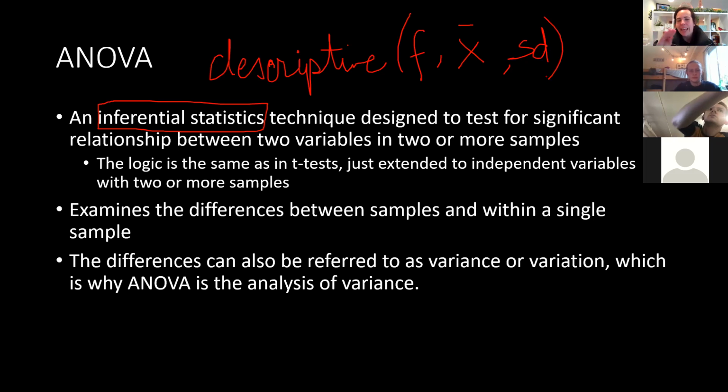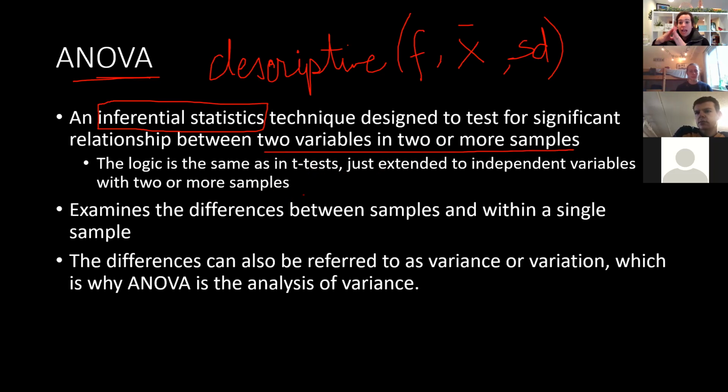Inferential statistics is somehow taking the data that you have to infer or deduce the progression of your dependent variable. Correlational analysis might be part of that. Obviously, an ANOVA is. We will talk later on about linear regression, which would be another one of those. So ANOVA fits that bill. It is an inferential statistic technique that's designed to test for significant relationships between two variables in two or more samples. It's the same idea as a t-test, but extended to independent variables with two or more samples.